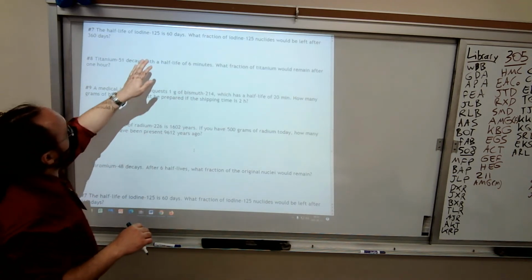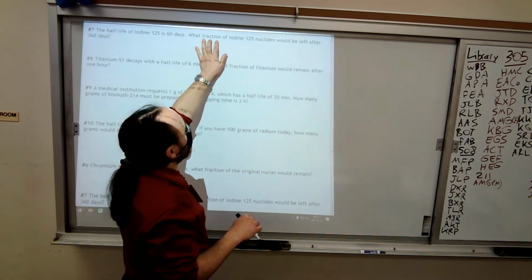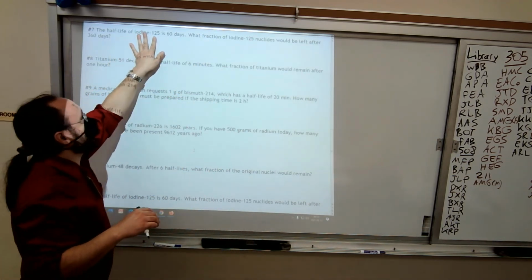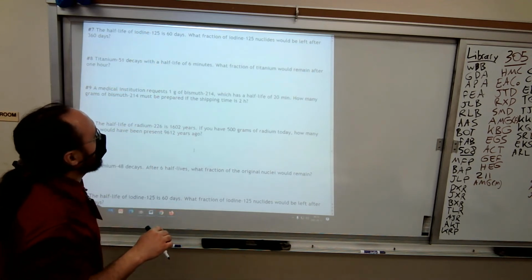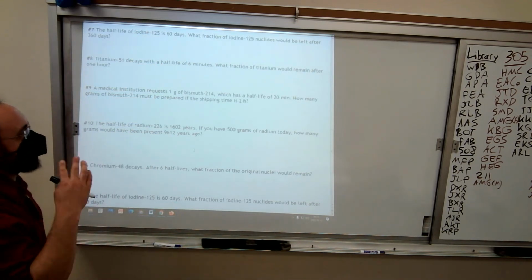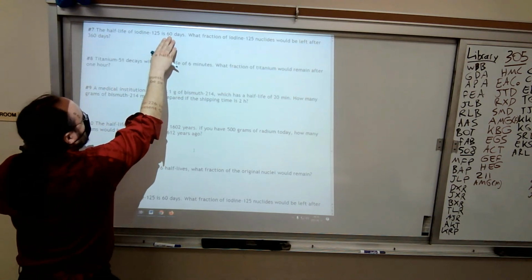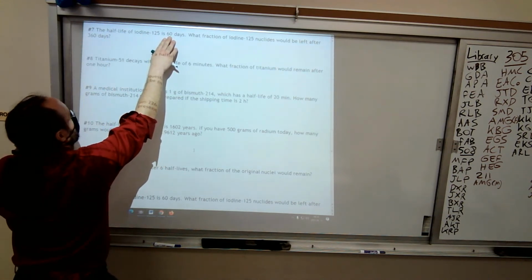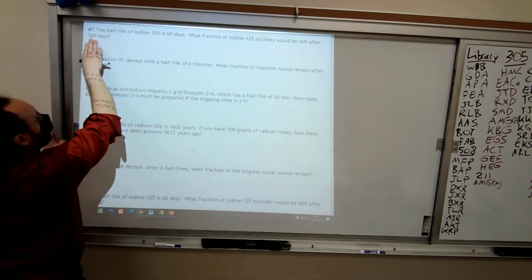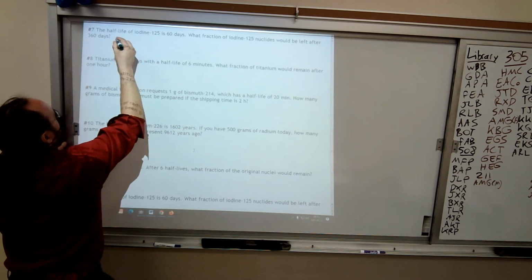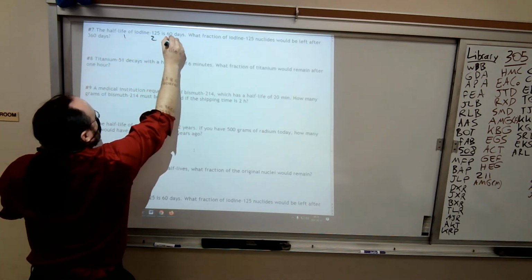So this is asking what fraction will remain. And it's kind of easier because you don't have to start with a number of grams and cut that number in half and do math, because you know after one half-life there will be half of it left. So after 360 days, if the half-life is 60 days, then 360 days is 6 half-lives, right? 360 divided by 60 makes 6. So I'm going to number out to 6 here.